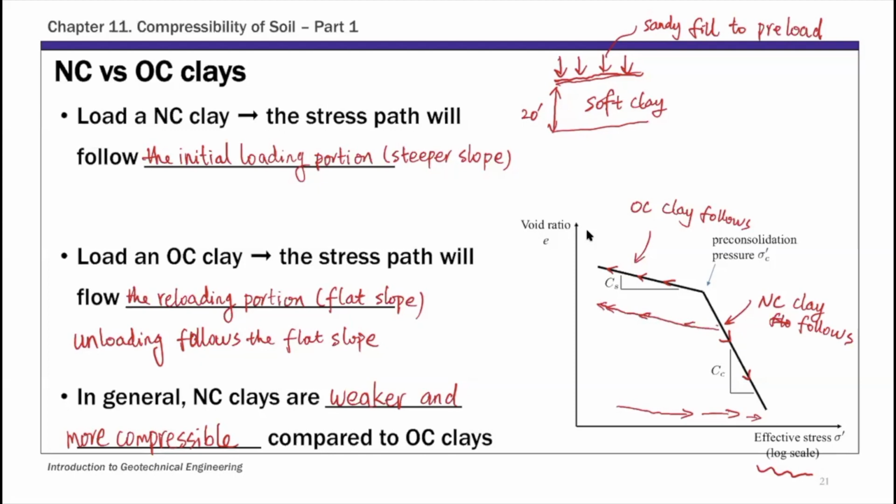And when you put your new structure on top, say you build a 3-story or 5-story building, clay is going to follow this reloading portion. And that is basically less compressible. So you have much less settlement expected compared to the case where you don't preload the site. That's why you're preloading the site: to over-consolidate the clay layer and to make it stronger and less compressible. So that's NC and OC clay.